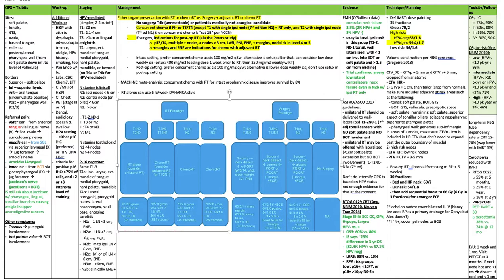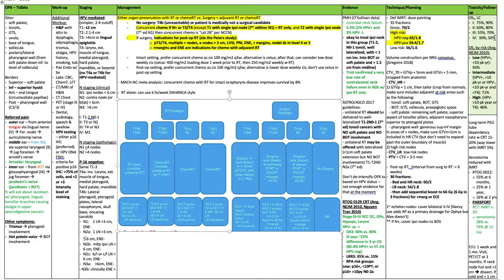Toxicity and follow-up. Overall survival at 2 years and local control: for stage 1 is 75% overall survival, 90% local control. Stage 2, 60% 2-year overall survival, 80% local control. Stage 3, 55% 2-year overall survival, 70% local control. Stage 4, 30% 2-year overall survival, 50% local control.